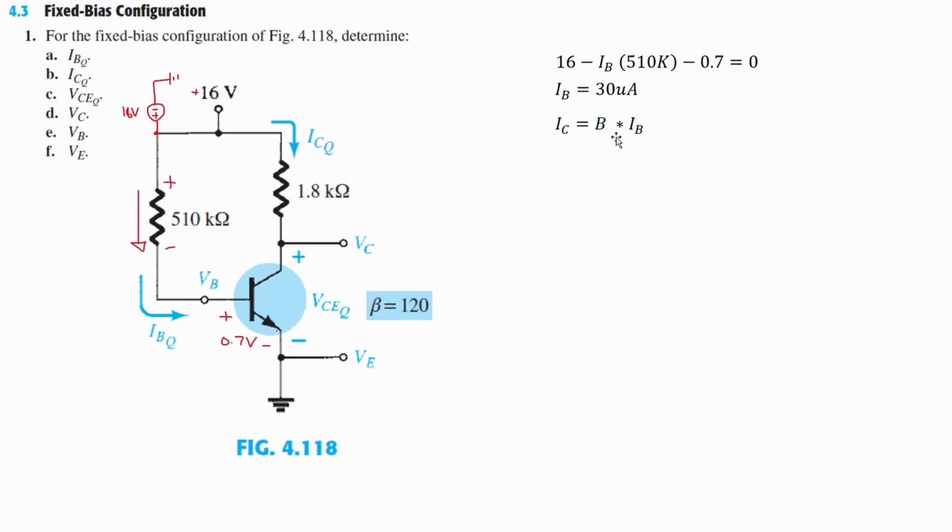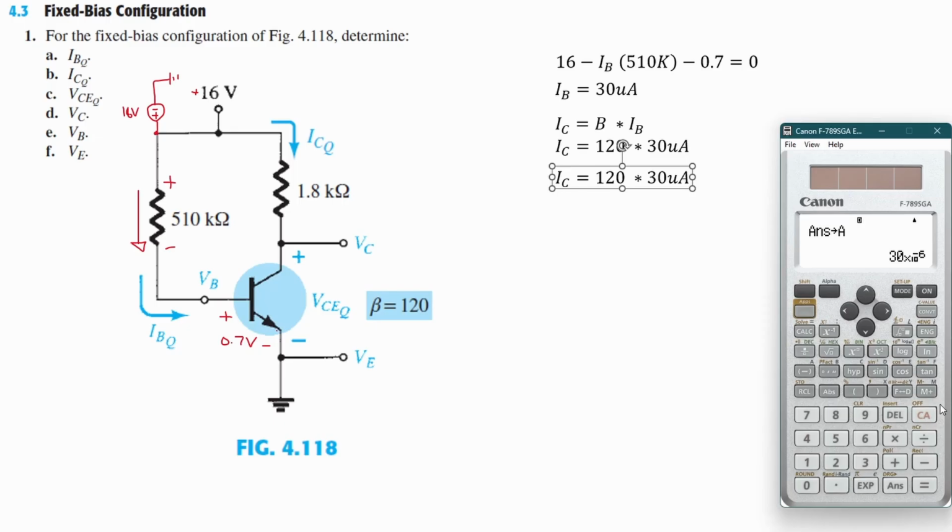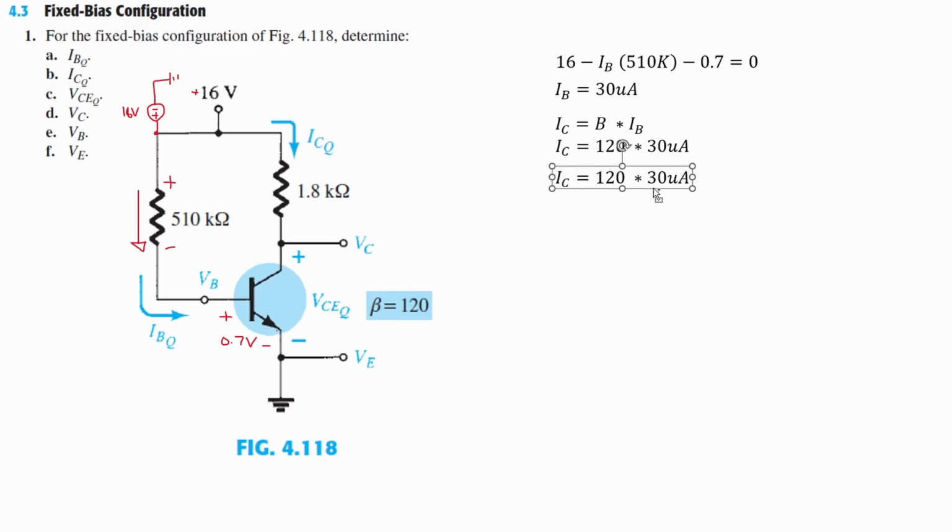Let's just do it below. Ayan. 120. Then yung IB is 30 microamps. Ilan yung IC? Let's solve it. 120 times A. Sa A natin na-store yung beta. So, it is 3.6 microamps. Okay. 3.6 microamps. Ayan. Okay. That's good.